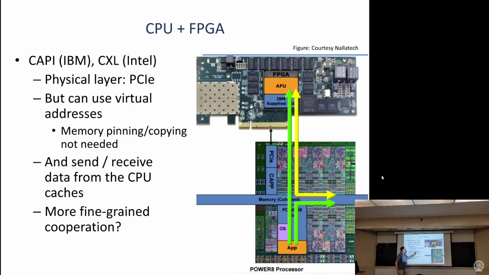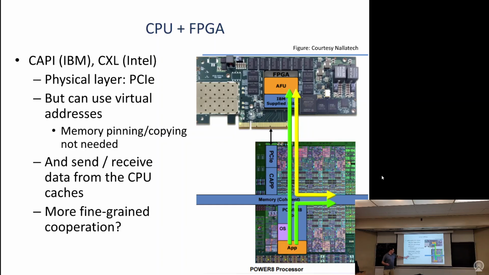It's coherent, which means that if the latest copy of that data is actually in the CPU cache, right? So the CPU has written some data back, but it's only gone in the cache, hasn't gone back to main memory. CAPI or CXL will actually get it out of the cache, okay? Instead of going to main memory. So that's kind of nicer from the accelerator's point of view. You don't have this extra copy. You can work directly with virtual memory. You can get the latest data from the cache. In theory, it allows more fine-grained cooperation because you get rid of this copying.